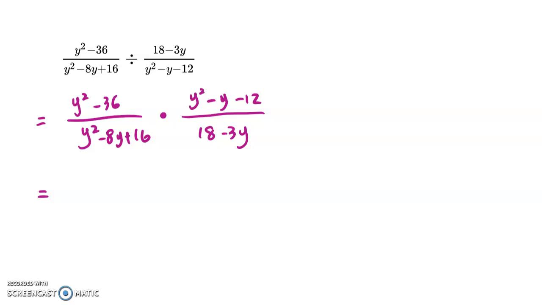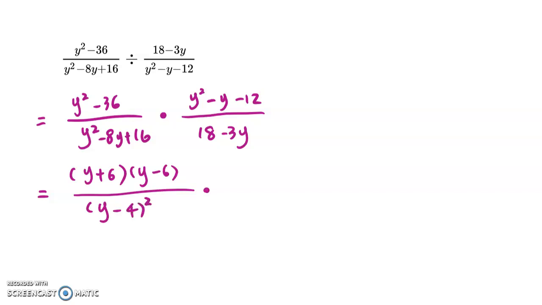So factor y squared minus 36, that's a difference of two squares. So that's y plus 6 times y minus 6. Factor the bottom, that's y minus 4 squared, a perfect square trinomial. Okay, factor the top there, that's y minus 4 times y plus 3.